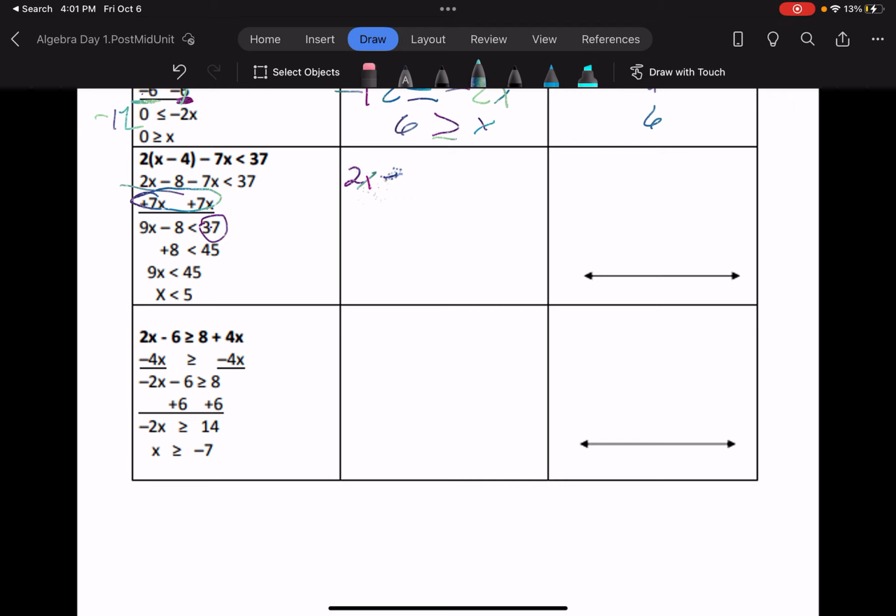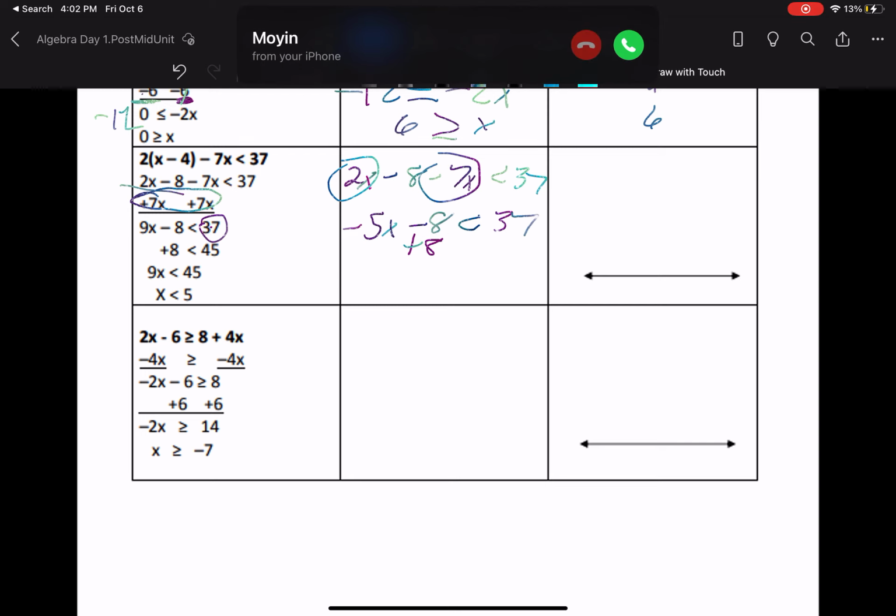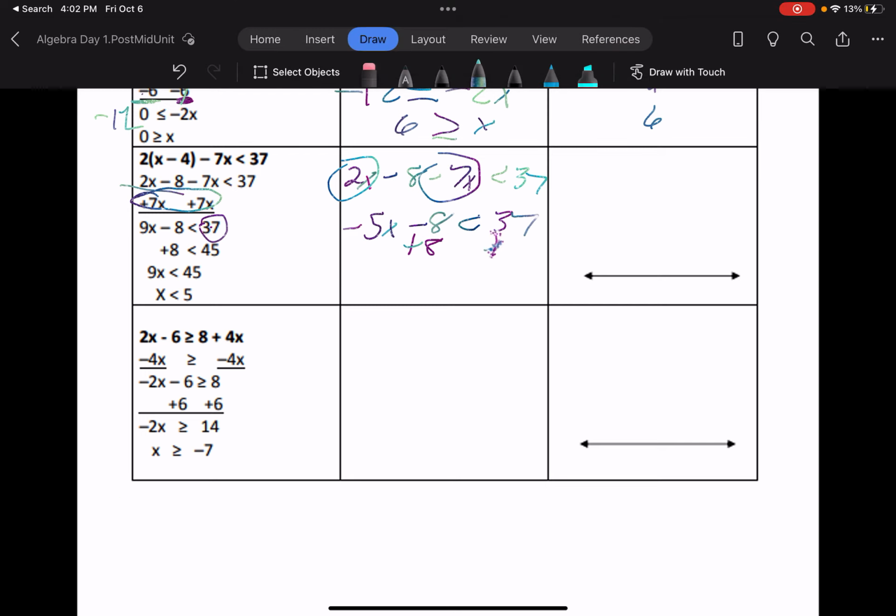So 2x minus 8 minus 7x is less than 37. They should have first combined these two to make it negative 5x minus 8 is less than 37. Now we can add 8 to both sides. And we'll get negative 5x is less than 45. We're going to divide by a negative, so our sign is going to flip. And again, you can just mark negative 9, and it's greater than or equal to, so it's going, oh, it's actually just greater than, so let's be careful there. Open circle and to the right.